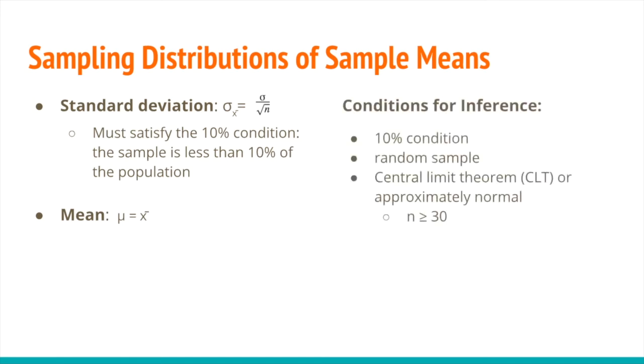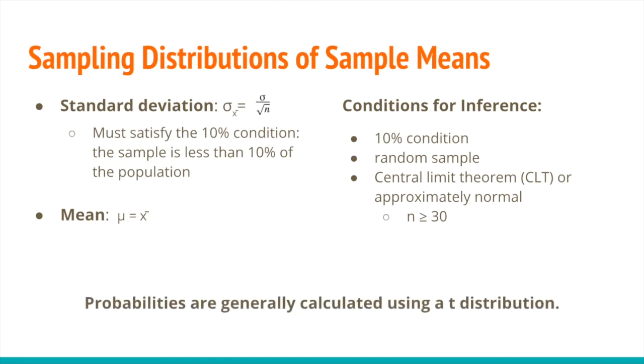The conditions for inference are very similar from sample proportions to sample means, as you have the 10% condition and random sample, but also for normality of sample means, the central limit theorem has to be met, where the sample size has to be greater than or equal to 30. Finally, probabilities are generally calculated using a t-distribution for sample means.